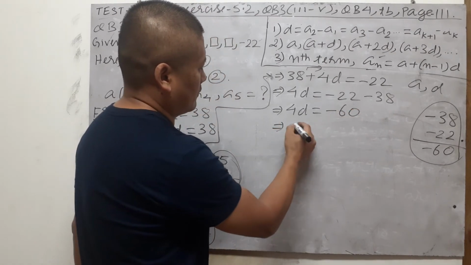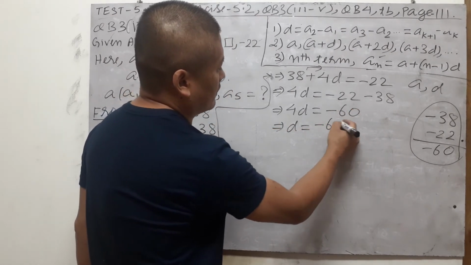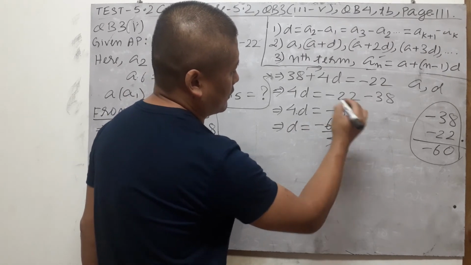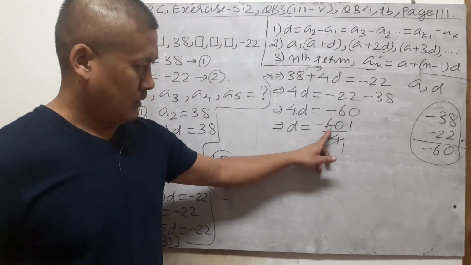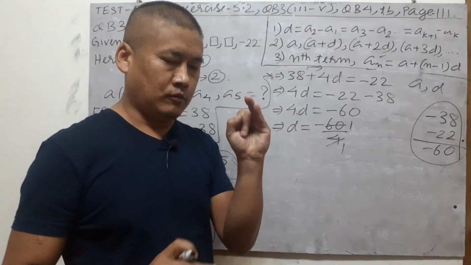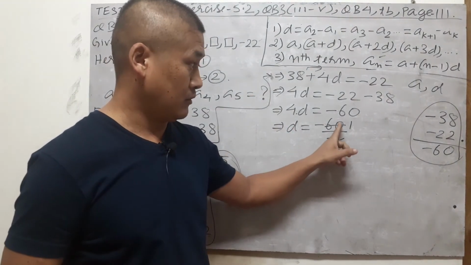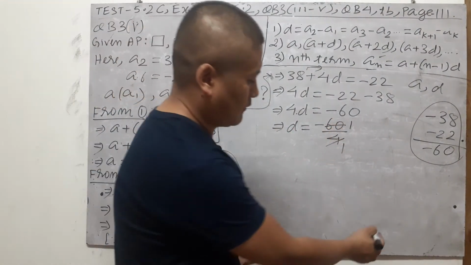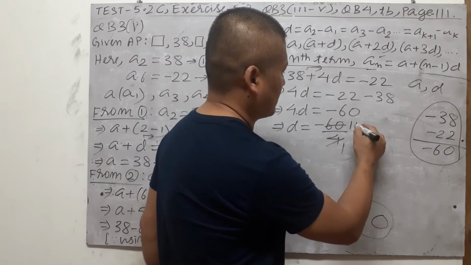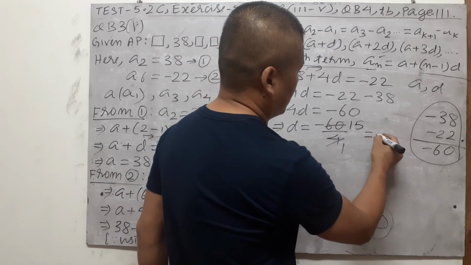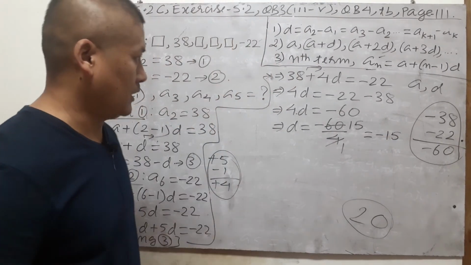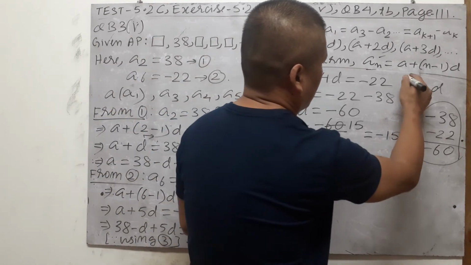So that gives you d will be equal to minus 60 divided by this 4. 4 ones are 4, 4 ones are 4. There's a 6 here, so 4, 5, 6, 2 remainder. This 2 will go to the left side of this 0, then it becomes 20. 20, 4 fives are 20. So the d value you're getting is minus 15. Here minus. You got your d now. This is fine now.